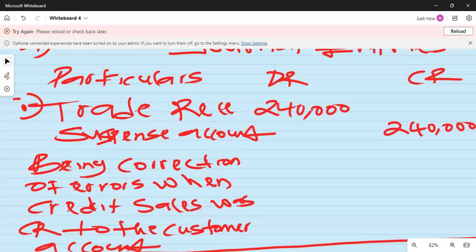So that is the narration. With the entry that you are performing, people should be able to understand what happened. Even if the question is silent, you still need to put a narration in your journal entries. The journal says debit this account, credit that account as a result of these particular activities that occurred. So you use the words to provide a narration as well: being correction of error when credit sales was credited to the customer account. So that other stakeholders can also understand what happened.